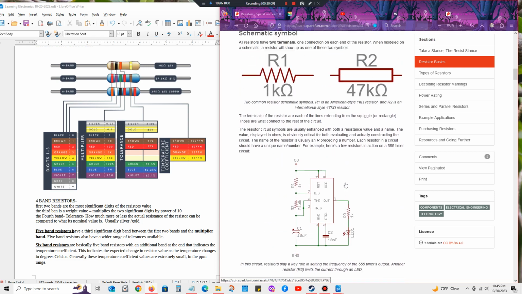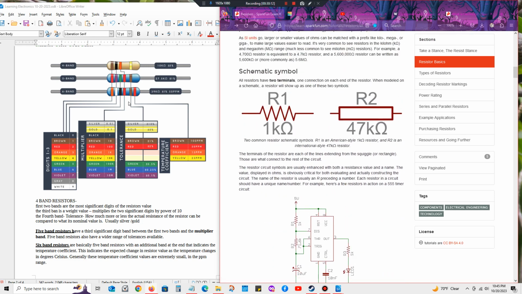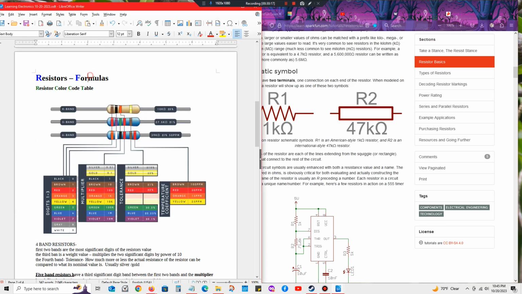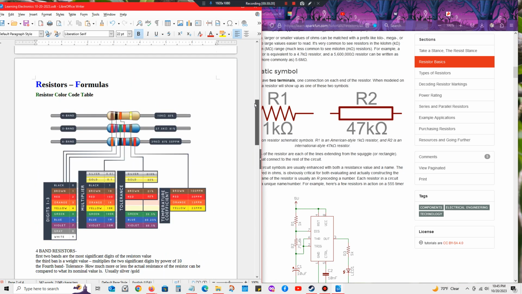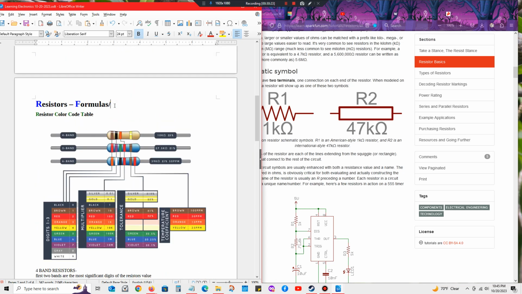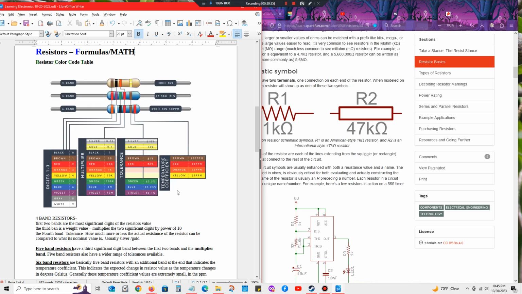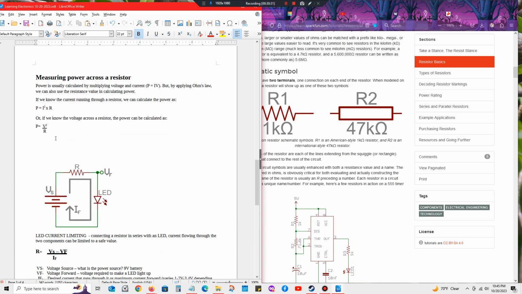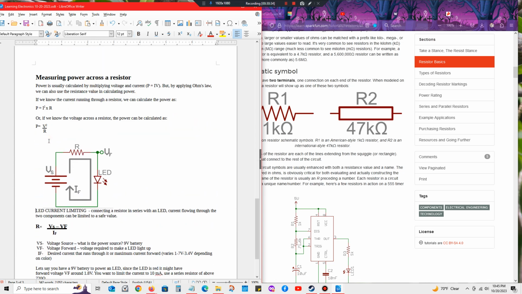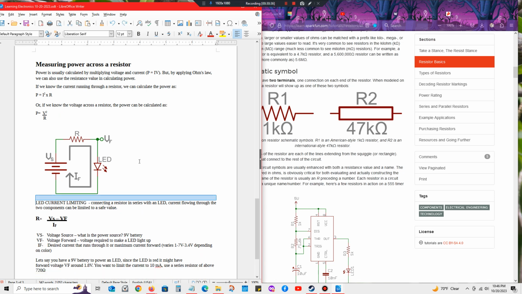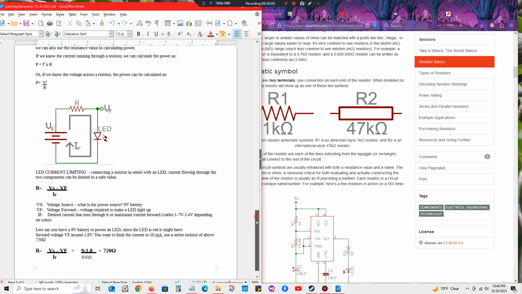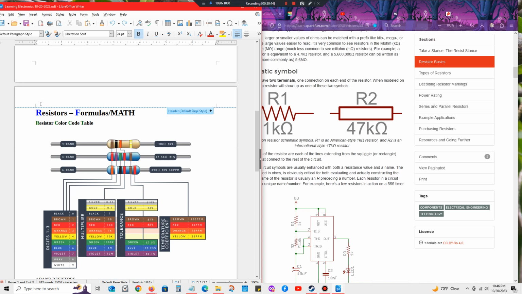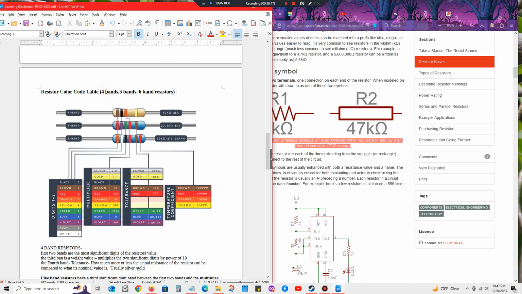That's the schematic symbol. Oh man, this page was supposed to be for formulas, but maybe math related. I mean, it would take up a lot of space though. Okay, oops. So this is the symbol. So I gotta fix my document.